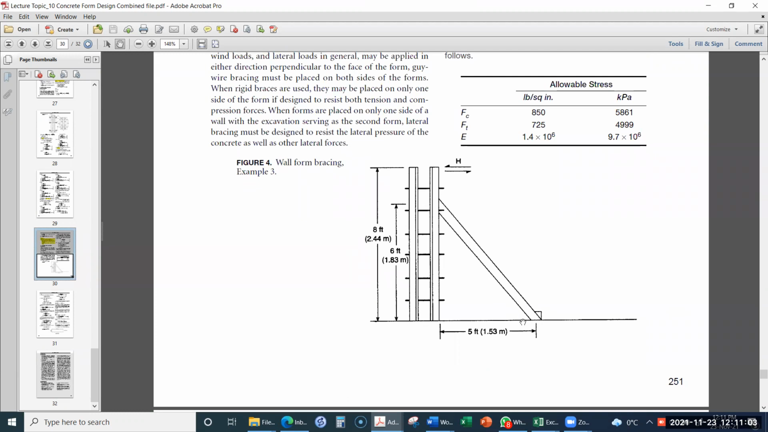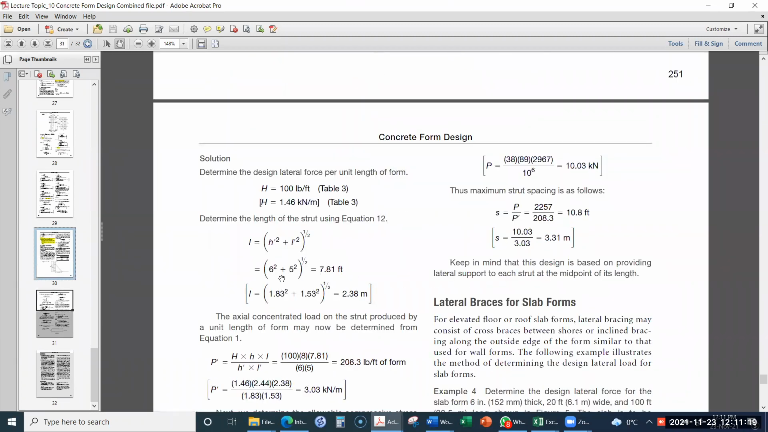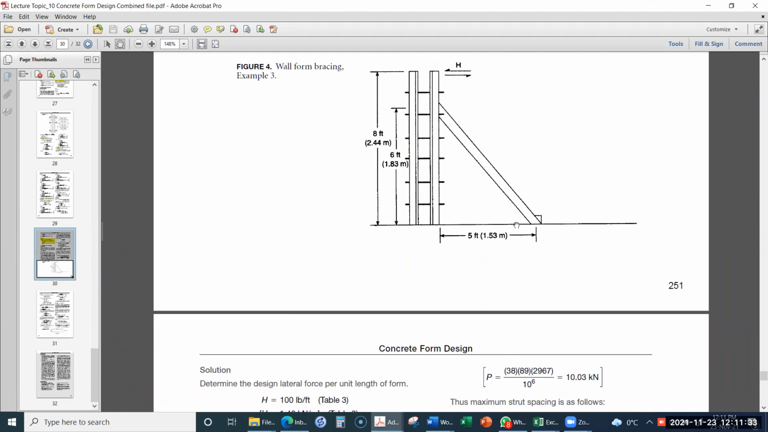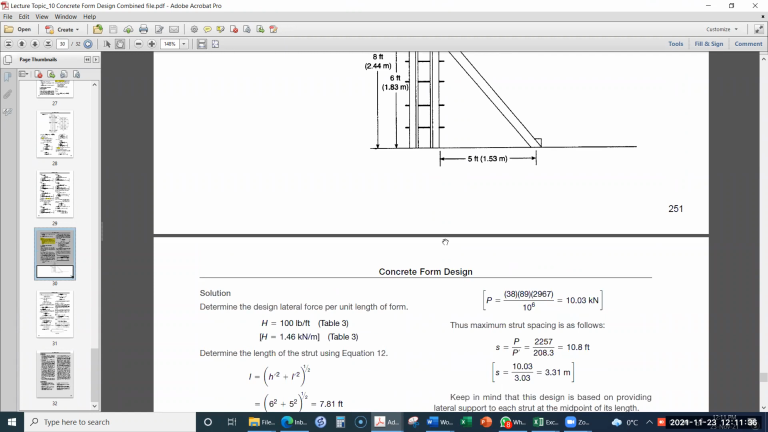The length of this lateral bracing will be, because we know its horizontal distance from the formwork, and we also know its vertical distance from the formwork, by the Pythagoras theorem we can find its length. So it will be 1.83 squared plus 1.53 squared, and then take the square root of that. So we will get it as 2.38 meter.